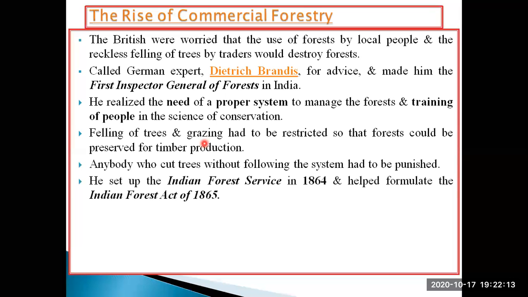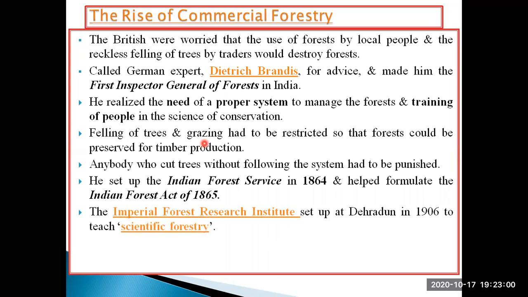Okay. He set up the first Indian Forest Service in 1864. He set up the Indian Forest Service, that is an organization, in the year 1864 and helped formulate the Indian Forest Act of 1865. So he started that organization, Indian Forest Service, in 1864, and under that organization, he set up the first Indian Forest Act of 1865. Then if it is an act, there must be some rules and regulations in that act, that we will see next. So remember the name of the act, Indian Forest Act, year 1865. He started the organization by the name of Indian Forest Service in the year 1864.